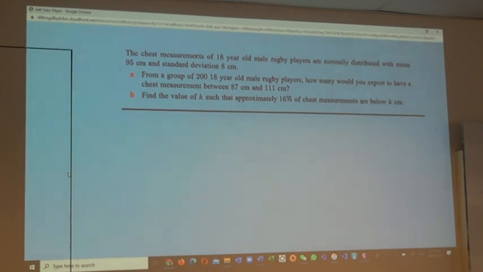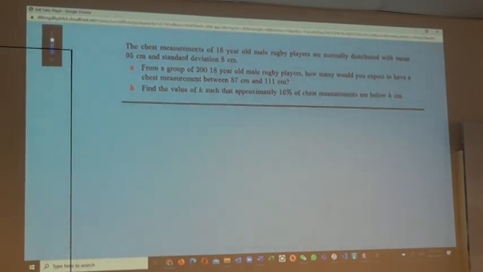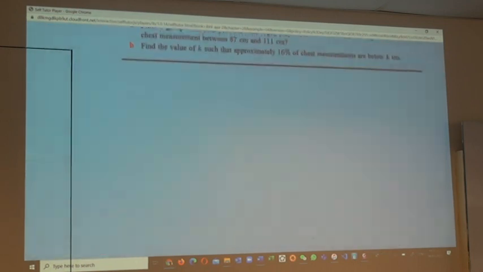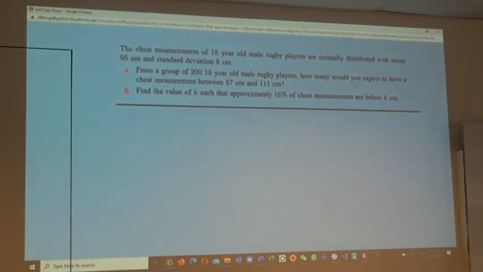In this example, the chest measurements of are normally distributed with mean 95. In this example, the chest measurements of rugby players are normally distributed with mean 95 centimeters and standard deviation 8 centimeters. We sketch the distribution curve for this data, and we label the mean and each standard deviation away from the mean. In the last example, we found the proportion of a normally distributed population in certain intervals. In part A, we want to find the number of rugby players we would expect to have a chest measurement between 87 and 111 centimeters.